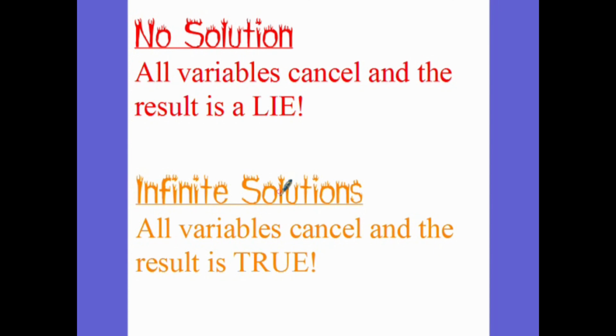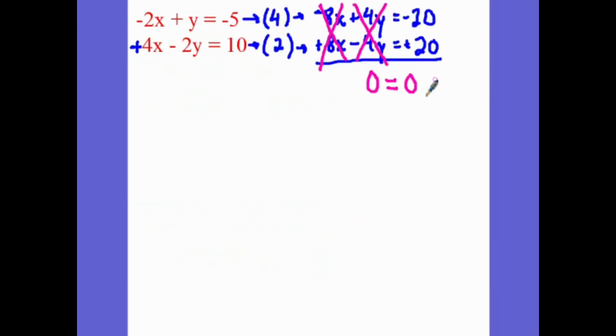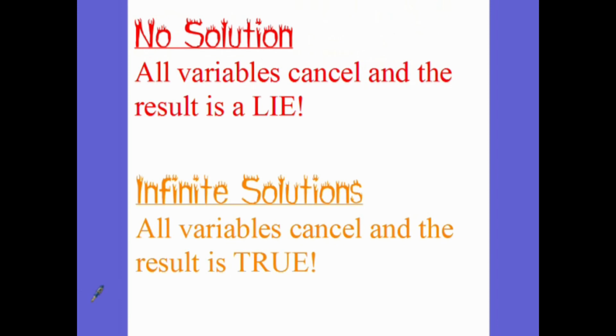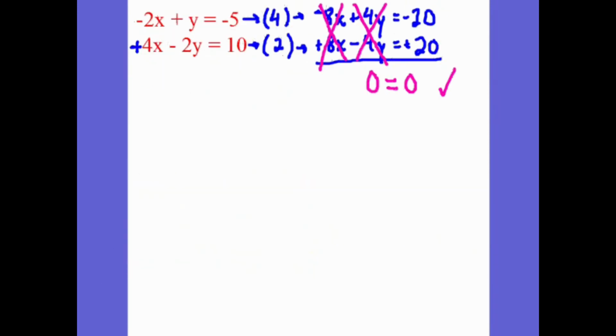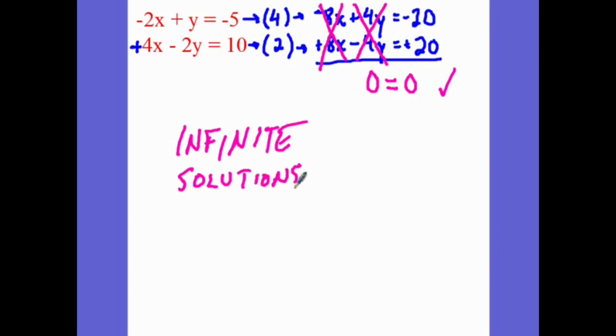That's when all of the variables cancel and the result is true. In this case, if you look here, 0 equals 0 is true. So we know that this is going to be infinite solutions. So for my answer, I would simply write infinite solutions. You should do that on your paper now.